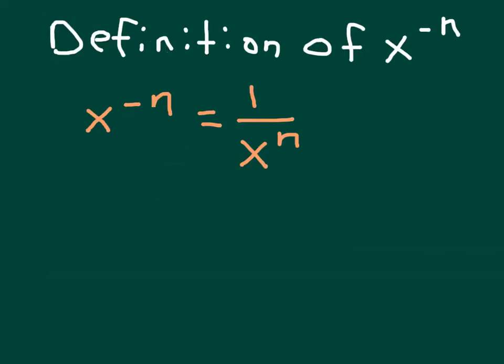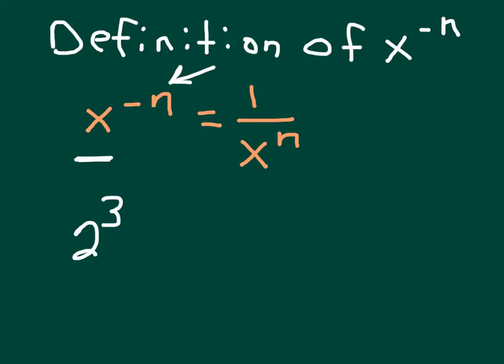Let's take a look at what's meant by the definition of x to the negative n. Now, we're going to start talking about negative exponents, but before we do that, let's take a look at this definition. And I'd like you to write this down in your notebooks. Whenever a number or a value is taken to a negative exponent, we can't simplify it, and we really can't work with it.